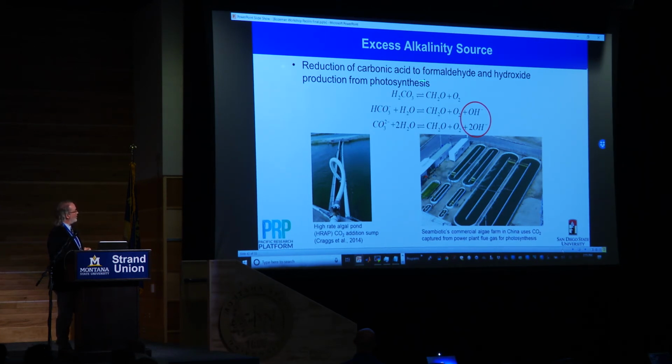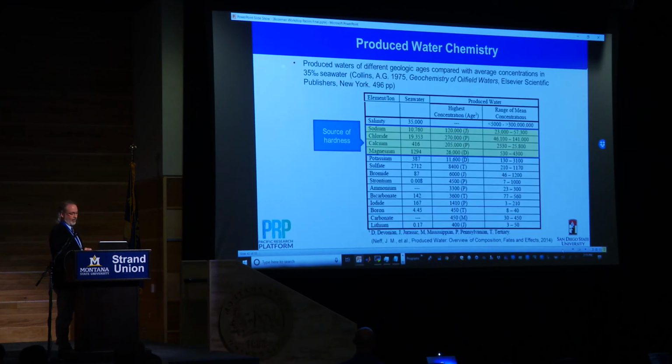The carbonic acid is transformed into formaldehyde, and these are other reactions that produce formaldehyde, but you can see two of these reactions produce the needed hydroxide ions that we need as a source of excess alkalinity. So we want to extract that highly alkaline water and inject it after we inject CO2 to see if we can precipitate carbonate minerals faster.